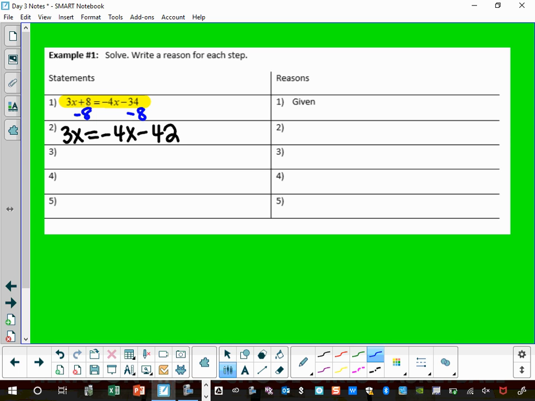All right, what is my reason here? What did I do from step 1 to step 2? I subtracted, so what property would that be? Subtraction property of equality. Yeah, close. You have to write this out.